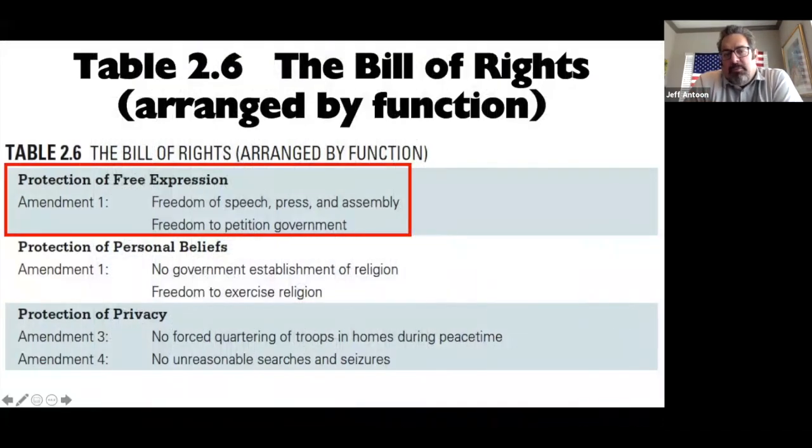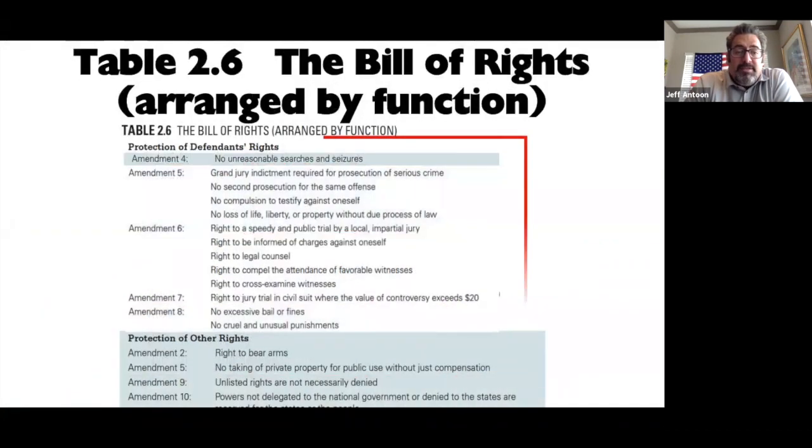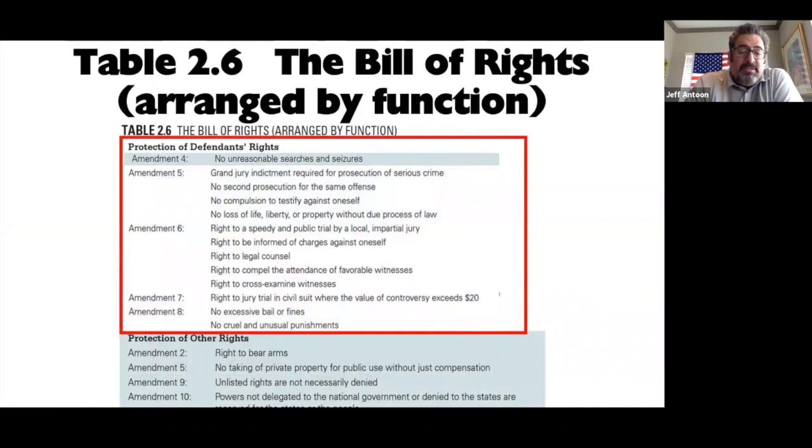And then they can arrange them by function. You can see here freedom of free expression. Again, all those there. Personal beliefs, privacy. Then you can see again 4 through 8 will be defendant rights, and then the other amendments kind of scattered throughout.